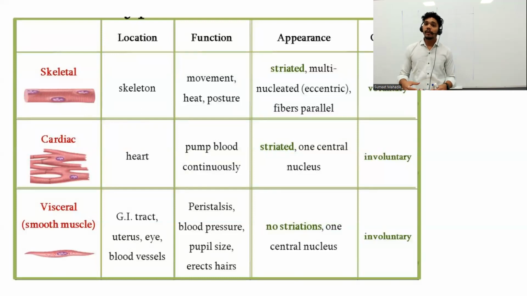Now we're going to talk about the muscles. Muscles are responsible for contraction and relaxation. Especially, muscles are involved in movement. There are three types of muscles: skeletal, cardiac, and visceral, also called smooth muscle. In the stomach, we talk about the smooth muscle, right?